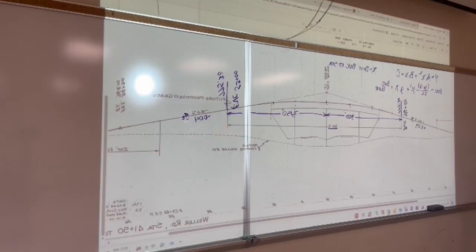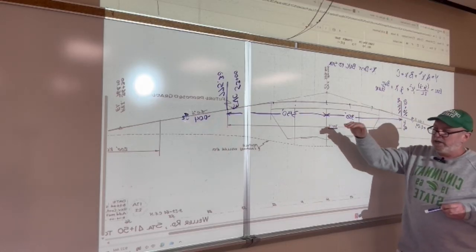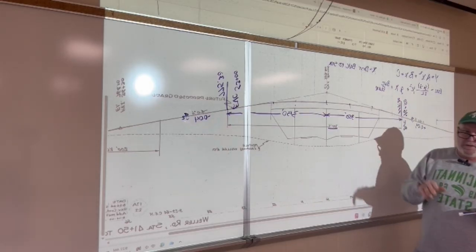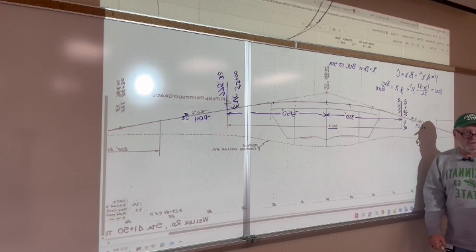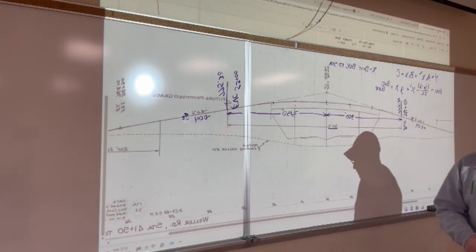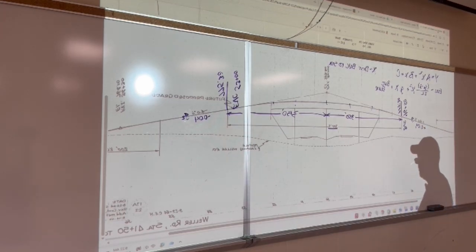What we have here, I probably should have explained as well: we have a positive grade coming in, a negative grade going out. As you can tell by the shape, this is what we would call, not a sag curve, but a, oh, the name just left my head. What's the opposite of a sag? Crown? Or you'd have a high point?